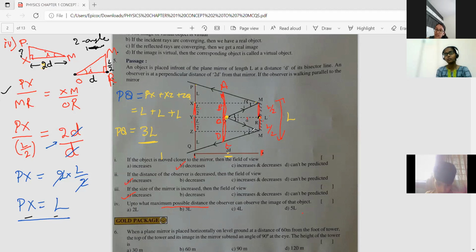Similarly, you can solve by the same process taking the down triangle, the two triangles. You will get ZQ is also L. So from the figure we can see the person is walking from P to Q, right? So the total distance is PX plus XZ plus ZQ. That is L plus L plus L, the total is 3L. Hope it is clear, children. The answer for this question is 3L.